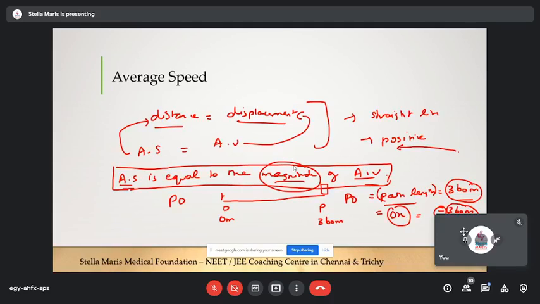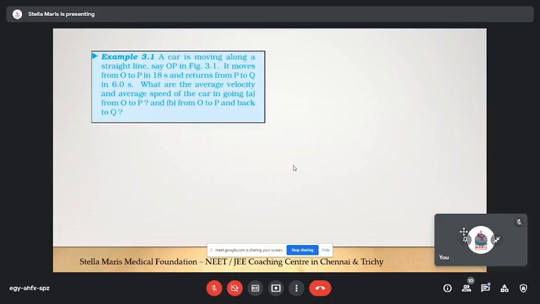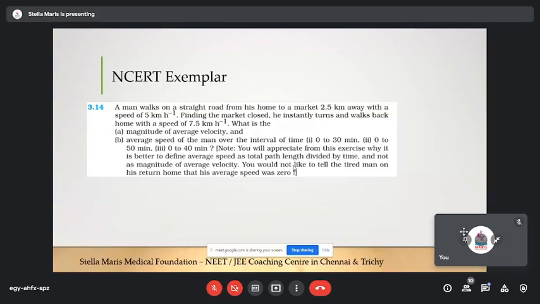Right? You understand this? Yes, sir. Yeah, based on this, there is another problem you have. It's an NCERT problem. So as you can, you can read this.